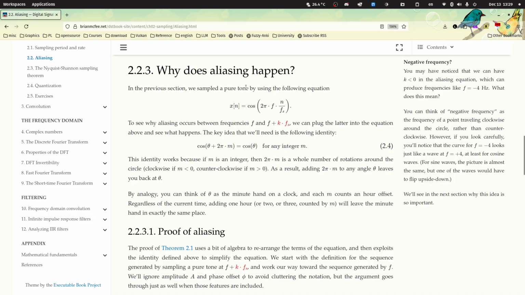In the previous section we sampled a pure tone by using the following equation. To show why aliasing occurs between frequency f and f plus k times fs, we can plug the latter into the equation above and do some algebra. The key idea is this identity.